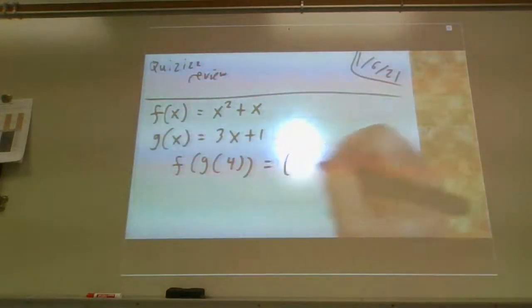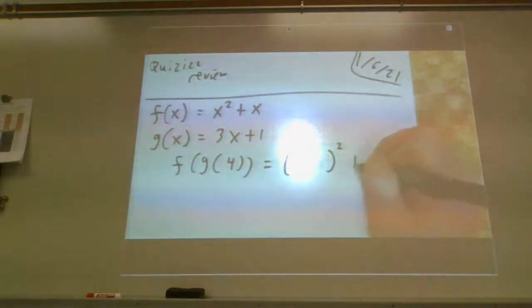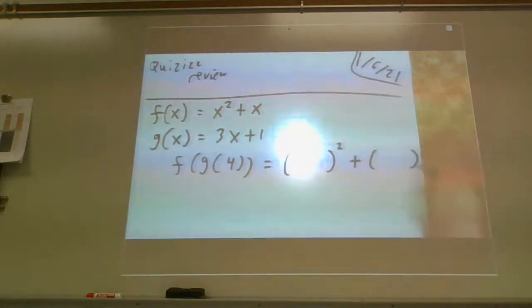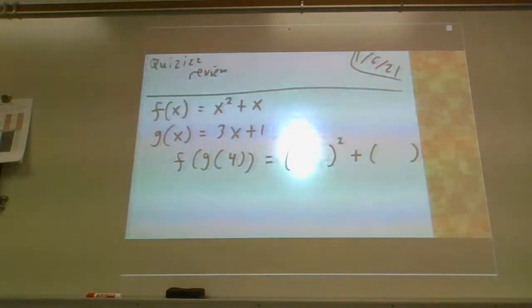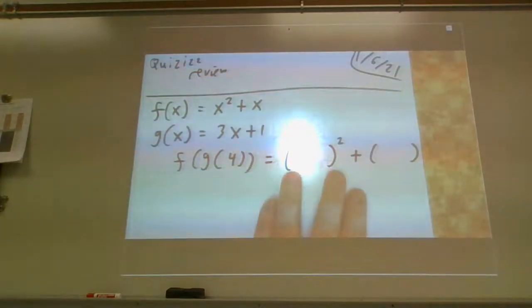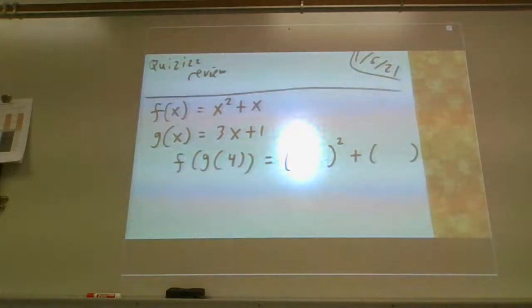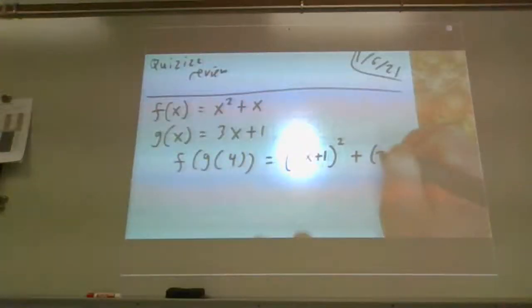First, here is the outside layer of f of x. So instead of x, I am going to insert something into those blanks. But I left that framework of blank squared plus blank. In that blank, I am going to put 3x plus 1.